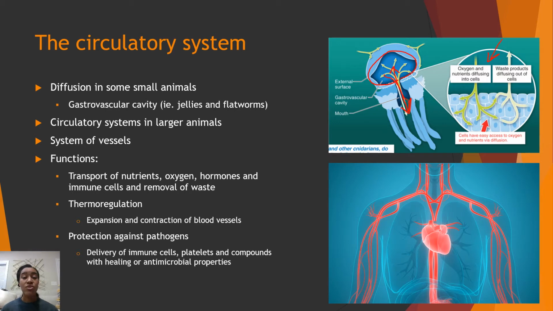We also use our circulatory systems for protection against pathogens. In our blood stream, we have immune cells that circulate through the body, and they help to attack any pathogens or cancerous cells that could potentially do harm to our bodies. So we have this system to help us with various aspects of daily life of being a large multicellular organism.